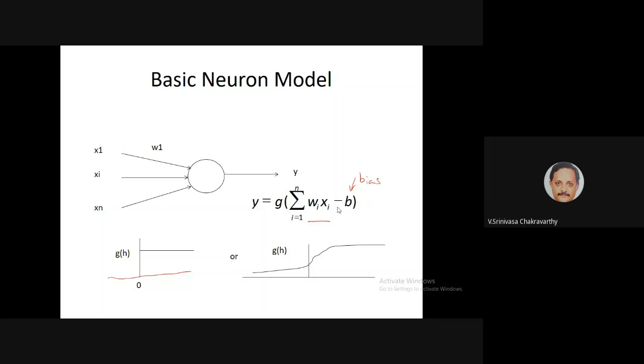So we have seen this model before. Therefore g has to be a step function, which is shown here, right? Or sometimes we also consider smoother versions of the step function, which looks like this. This is called the logistic function. And this is a step function.